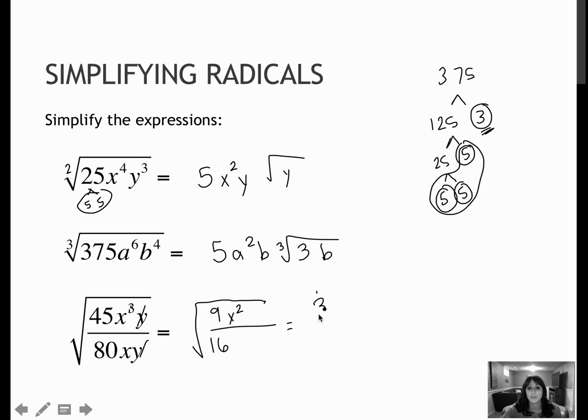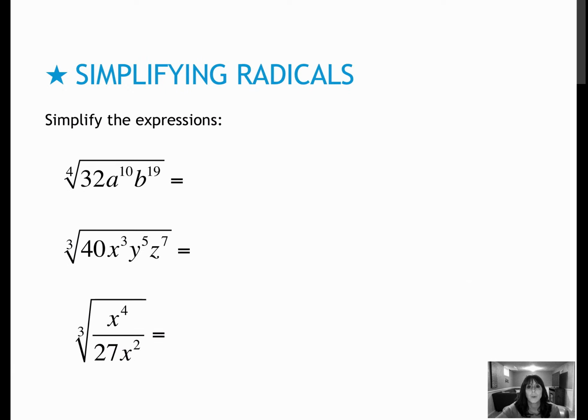The square root of 9 is 3. The square root of x squared is x. 2 divided by 2 is 1. The square root of 16 is 4, and so my answer is 3x over 4. Go ahead and try all of these questions on your own, and then press play to check your work.